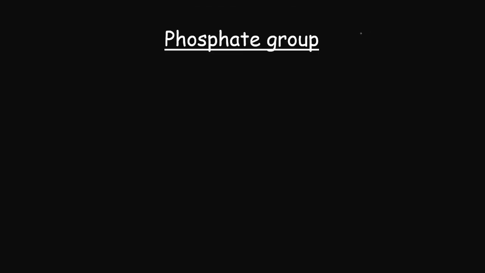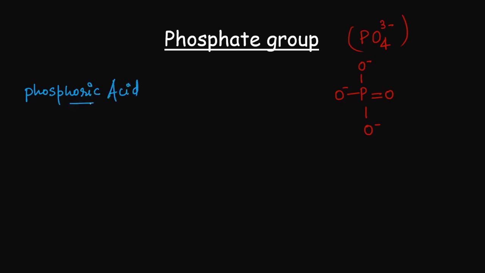Phosphate group. Phosphate group is written as PO4 3 minus, P double bond O, single bond O minus, bond O minus, bond O minus. Okay, so it comes from phosphoric acid. Phosphoric acid, its formula is H3PO4, P double bond O, and there are 3 hydroxyl groups. Okay, so this is the structure of phosphoric acid.